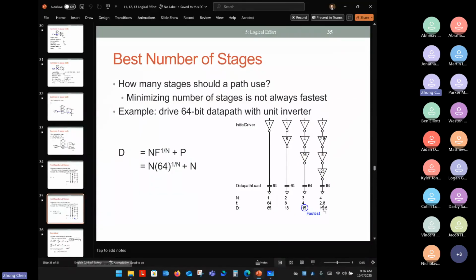And you can see the fourth stage is a little bit higher. The best delay time has actually increased. So it doesn't necessarily mean that more stages will be better. There will be a best number of stages for a particular design. That is what we want to discuss.